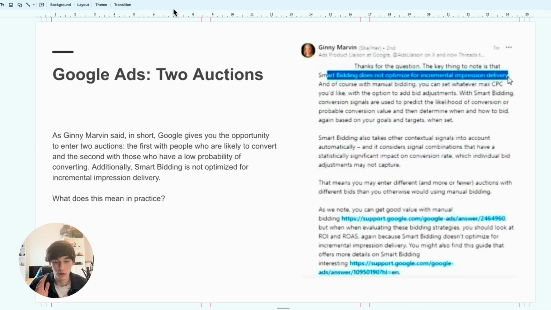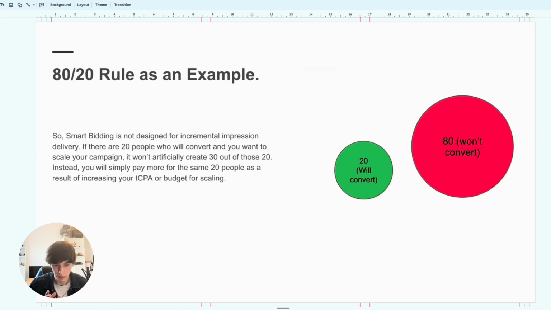So let's talk about Google Ads auctions, and there are two auctions. And as Ginny Marvin said here in LinkedIn, Ginny Marvin is ads product liaison at Google, and she said that smart bidding doesn't optimize for incremental impression delivery. So what does it mean? So if you have, for example, 100 person and 20 will convert and 80 won't convert, so even if you increase budget and increase target CPA, you won't artificially create 30 out of those 20 people.